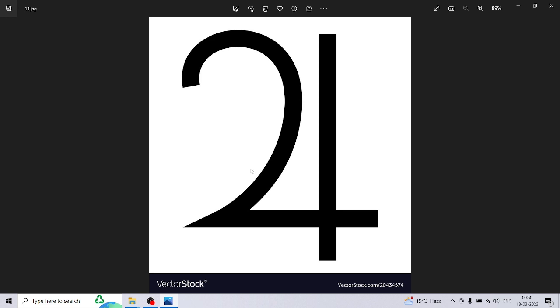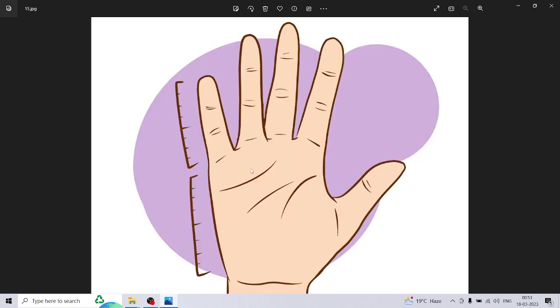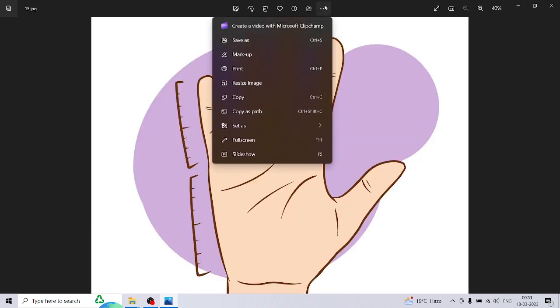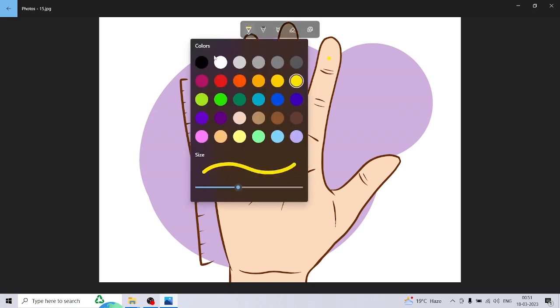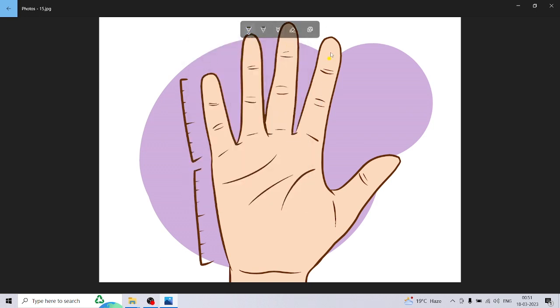So you have to make the symbol of Jupiter with a yellow sketch pen. Remember this, guys, yellow sketch pen, because the color of Jupiter is yellow. You have to make the symbol on the mount of Jupiter. Where is the mount of Jupiter? See the index finger. This one is the index finger. Oh, the yellow sketch pen is not visible on the screen, guys, so I'm going to use the black one.